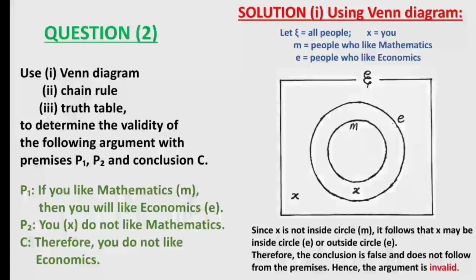Therefore, the conclusion which says you do not like economics is false and does not follow from the premises. Hence, the argument is invalid. The argument in question 2 is invalid using Venn diagram.